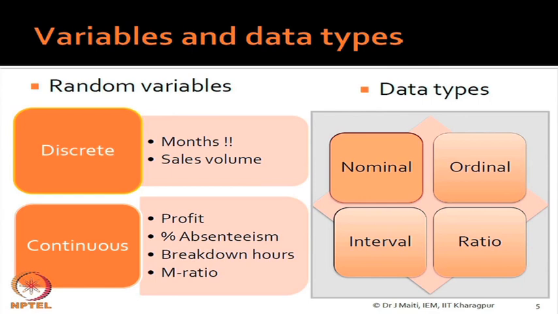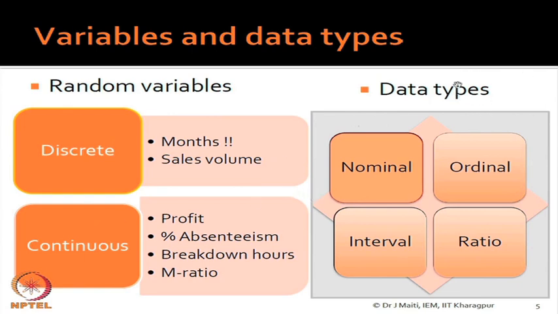And in our continuous case, profit, absenteeism, breakdown hours, ratio here, any value is possible. Please understand one thing here: sales volume comes under discrete because it is countable, but many such countable values can also be considered continuous in many situations. Anyhow, there are two types.